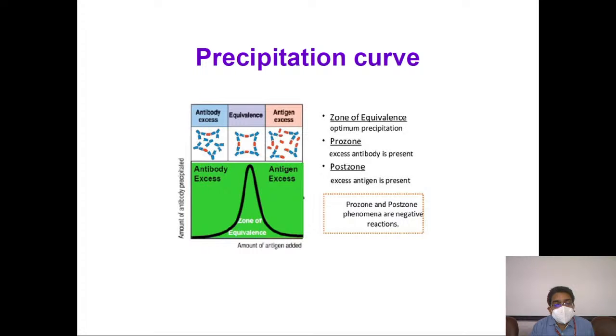So with antibody excess there will be no precipitate, with antigen excess no precipitate, and in the zone of equivalence there is the highest amount of precipitate. Prozone is the term we use when excess antibody is present, and post zone is the terminology we use when excess antigen is present. So again, these prozone and post zone phenomena are the reason for false negative reactions, if you understand. The antibody is there, but the prozone or post zone phenomenon will produce false negative reactions, even when the patient is infected.